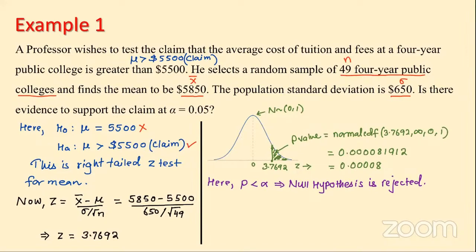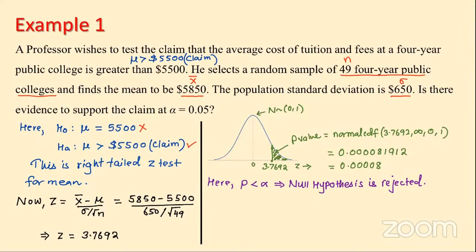Okay, so what is the meaning of that then? Where we have the cross and check, we put the check with the claim. That means, is there evidence to support the claim? Yes, right? We are supporting the claim. So our conclusion, last step, will be: hence there is enough evidence to support the claim. And our claim is average cost is greater than 5,500. Average cost of tuition and fee at four-year college is greater than 5,500. That was the claim, and we are saying this at 5% significance level.